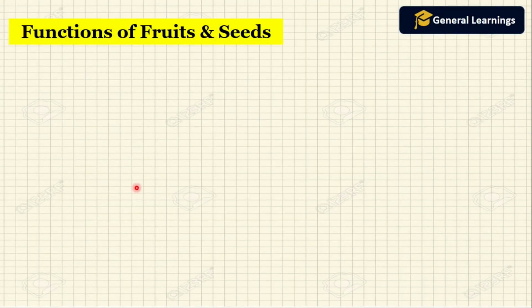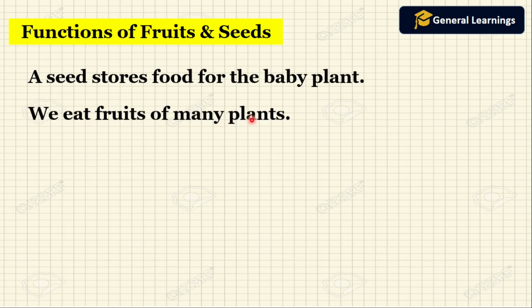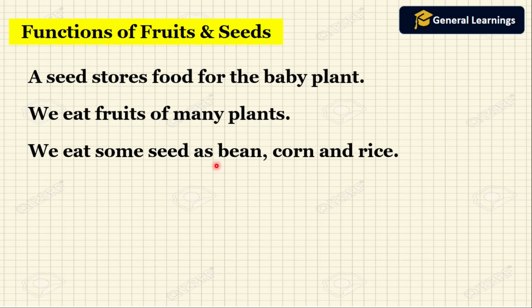Now we will see the function of fruits and seeds. A seed stores food for the baby plant. Every seed has a baby plant inside it, so that seed will store food for that baby plant. As we all know, we eat the fruits of many plants. We also eat some seeds like bean, corn and rice.